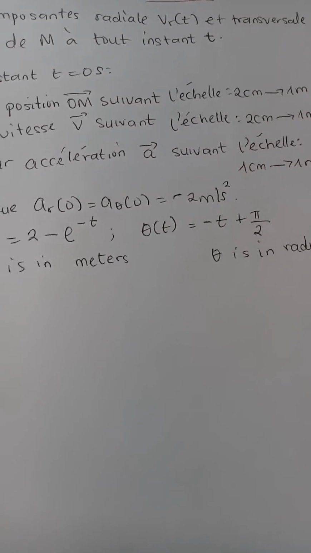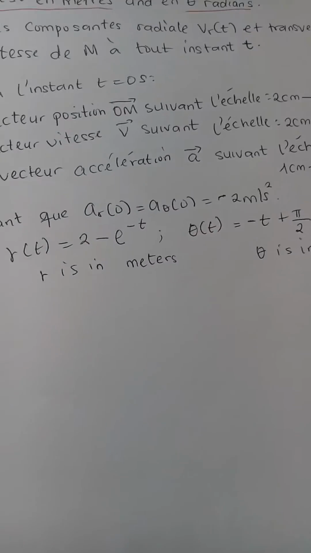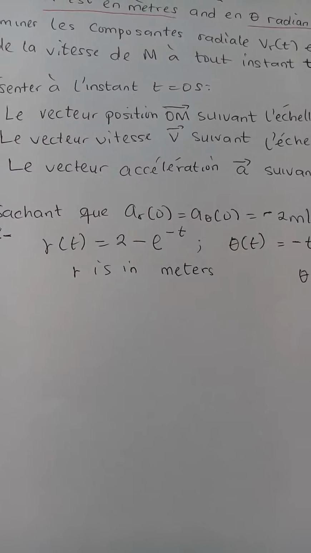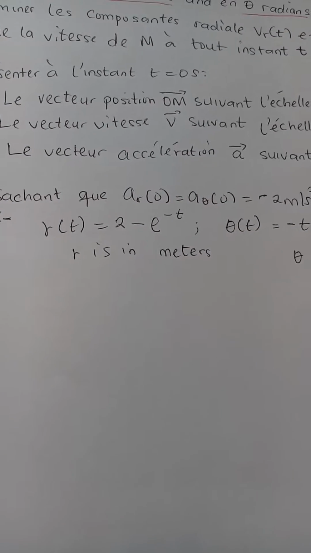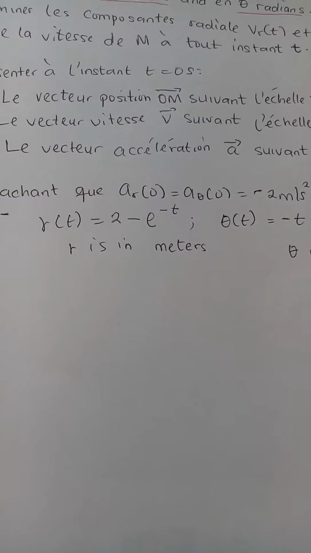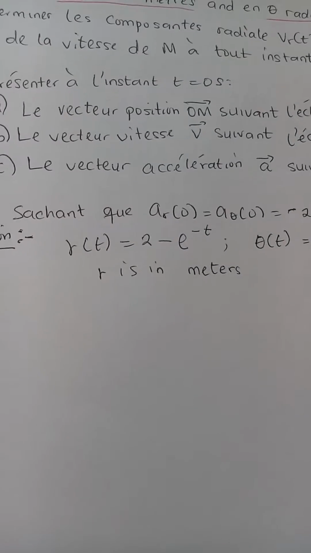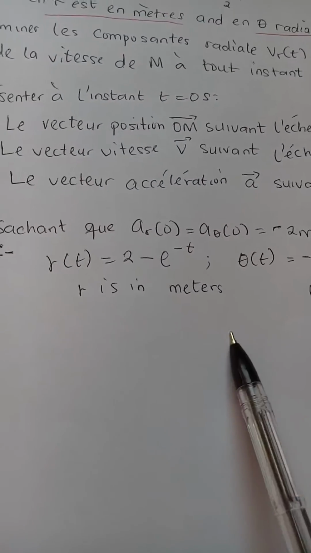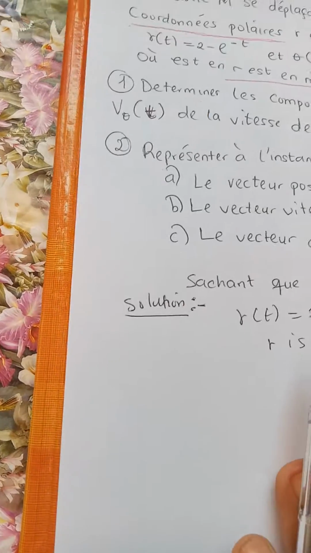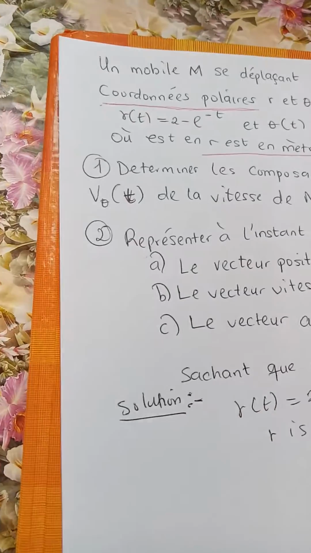Another thing I do, this is like a secret to the Anglophone students, I translate it to English. Most times I translate my questions to English, every single word. Then I think, this is the question. Okay, so what am I supposed to do? You can also try that method if you think it will work for you. So R that is 2 minus exponential minus t is this. So we're asked to determine the composante radiale and the composante transversale.